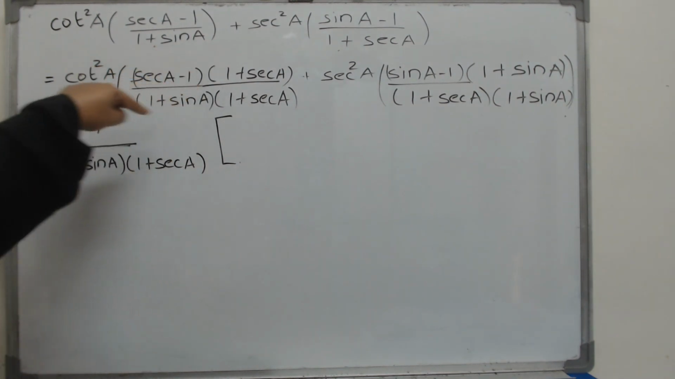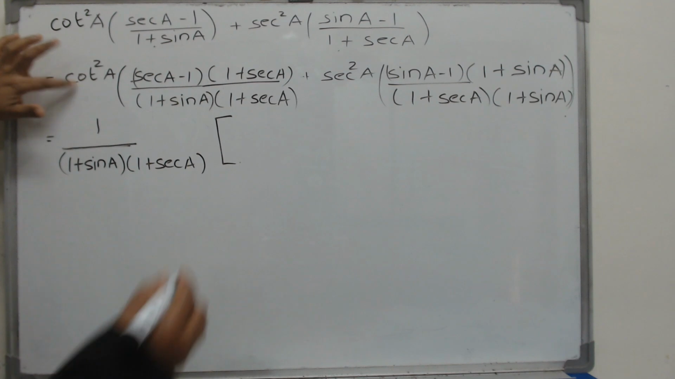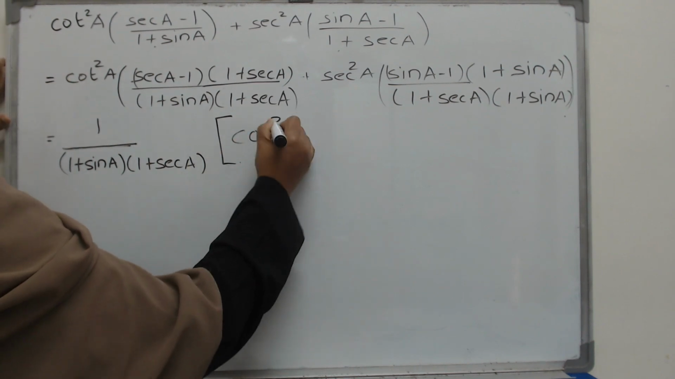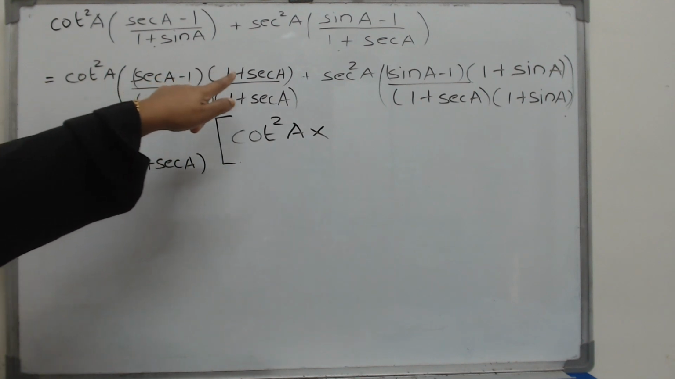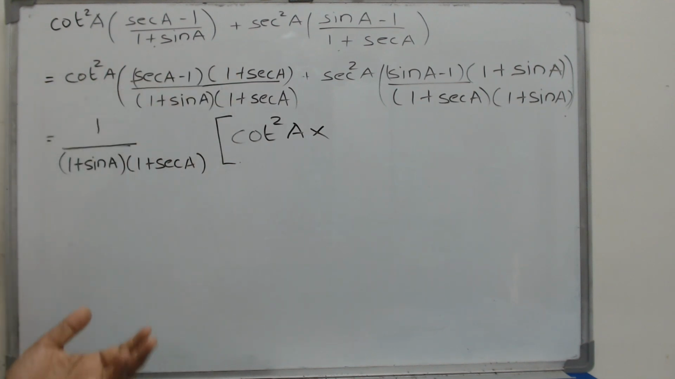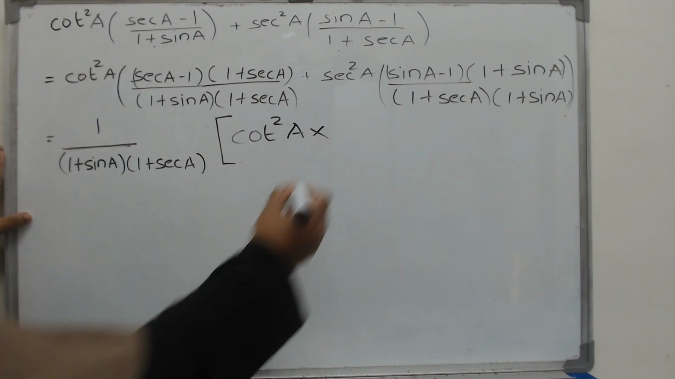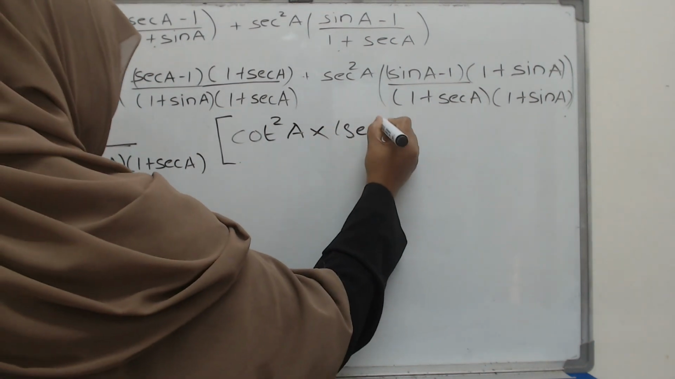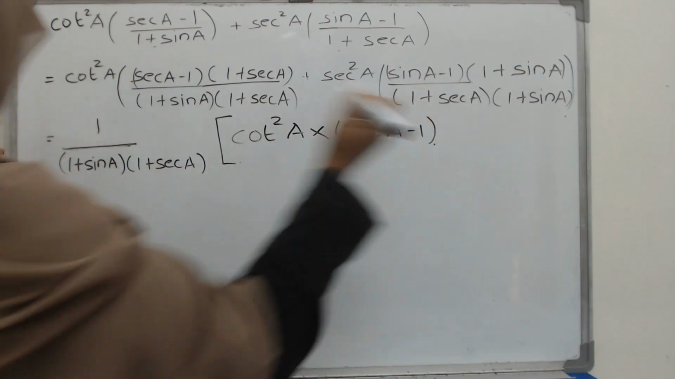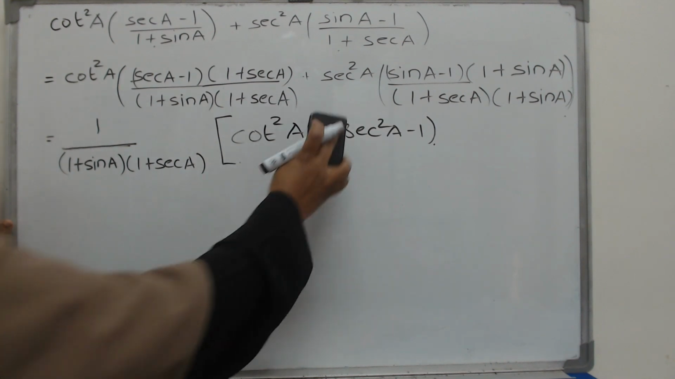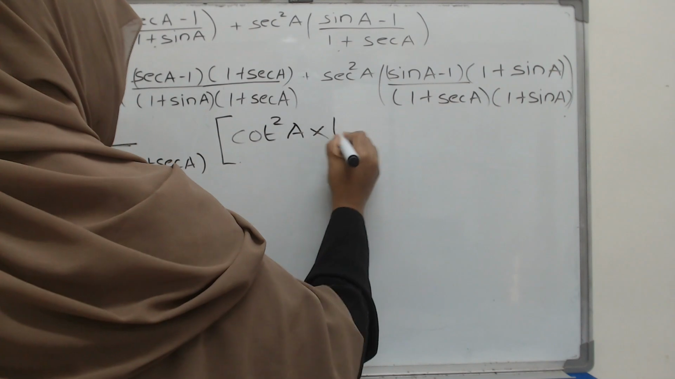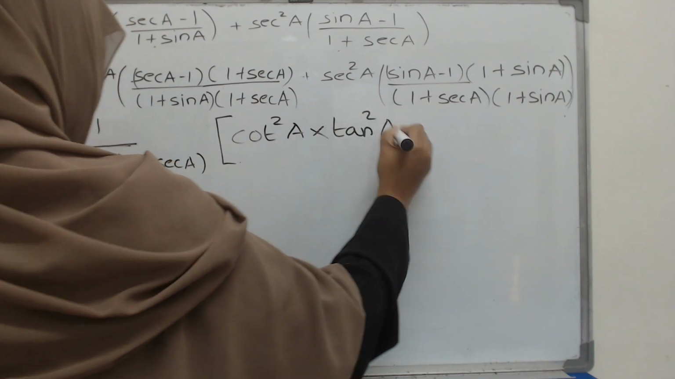Now what is left of the first term? We have a cot square a, and then what do we have here? A minus b into a plus b. What does the algebraic formula say? A plus b into a minus b is what? A square minus b square, or in other words, you have such an equation. What is secant square a minus 1? It is tan square a, right? So let us substitute it with tan square a.